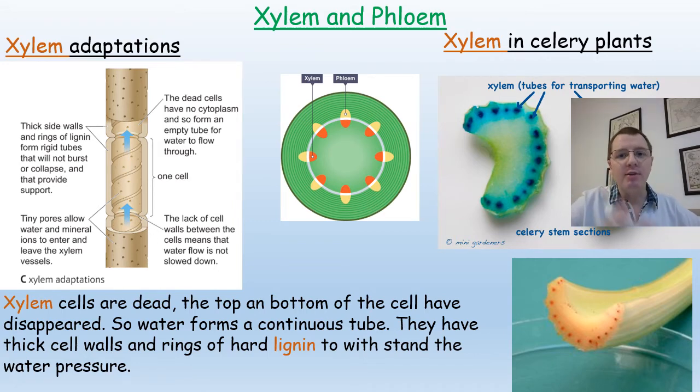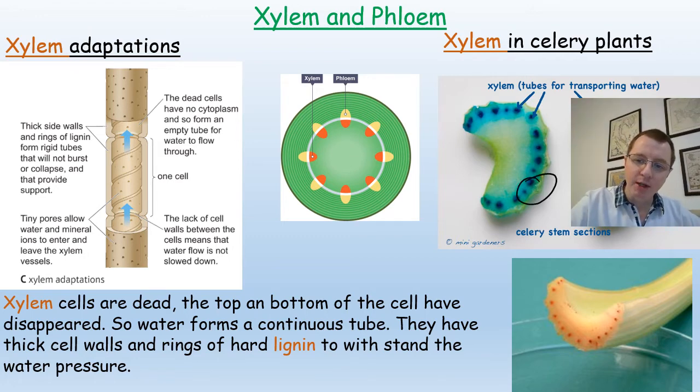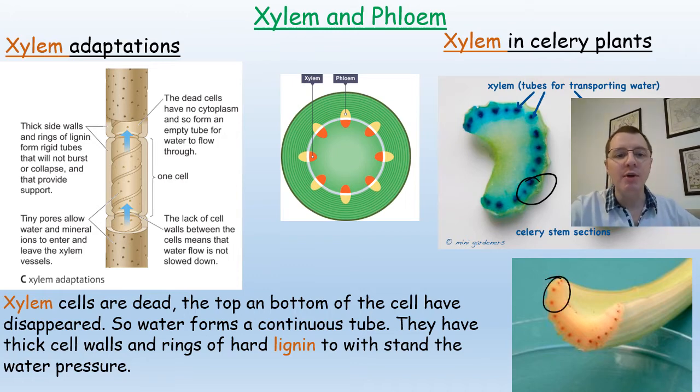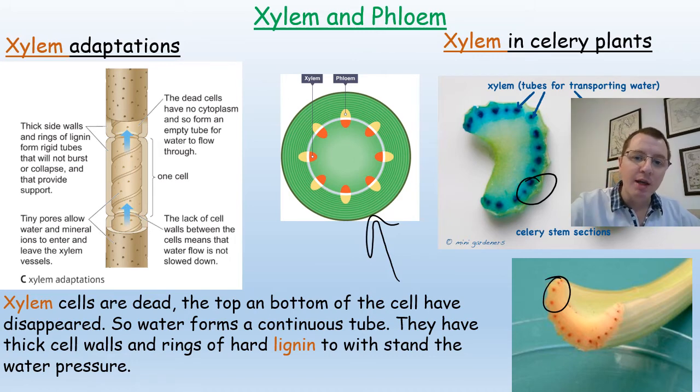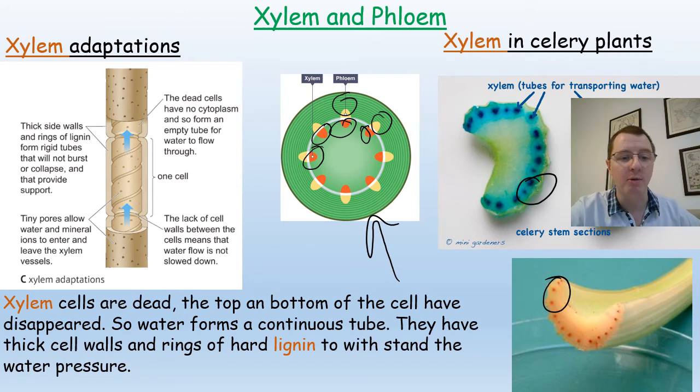If you then take that celery and cut it in half, you'll see here, for example, or here, that the xylem cells with the water inside that's coloured are clearly visible. And if you looked under a microscope, you would see this general structure with the xylem cells on the inside of the stem and the other cells that we haven't yet talked about, the phloem cells, on the outside of the stem. So xylem cells are dead.